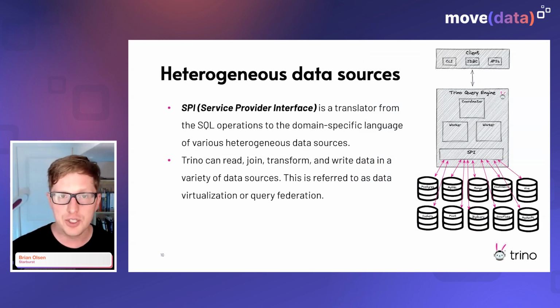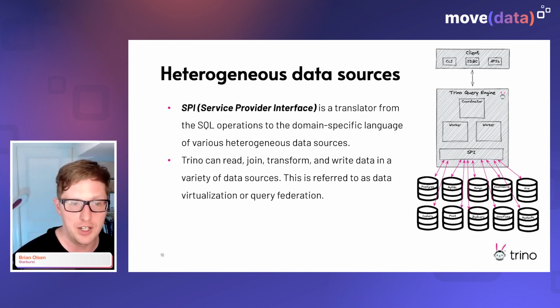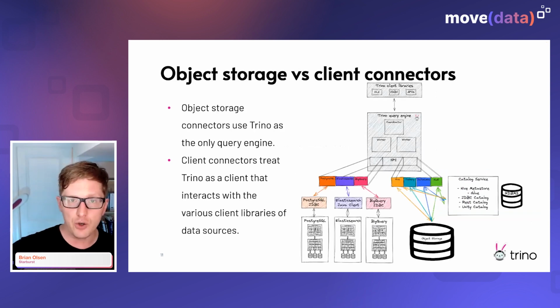Trino handles heterogeneous data sources, meaning it can pull from Elasticsearch, which are NoSQL databases, Snowflake, which is a big data warehouse in the cloud, Iceberg, which is what we're going to be talking about, which is the object storage connector, and so many more. And you can join data across all of those.